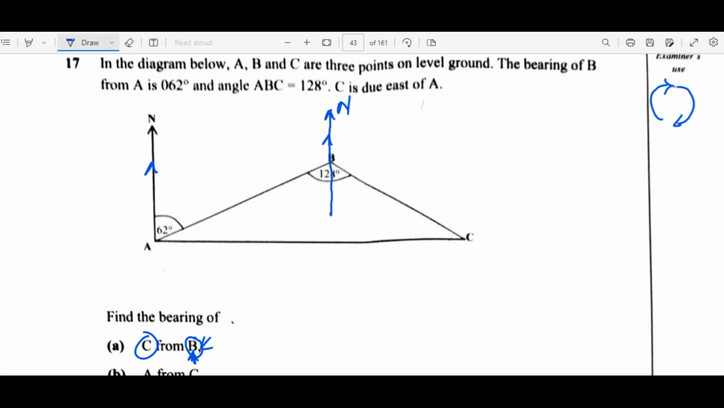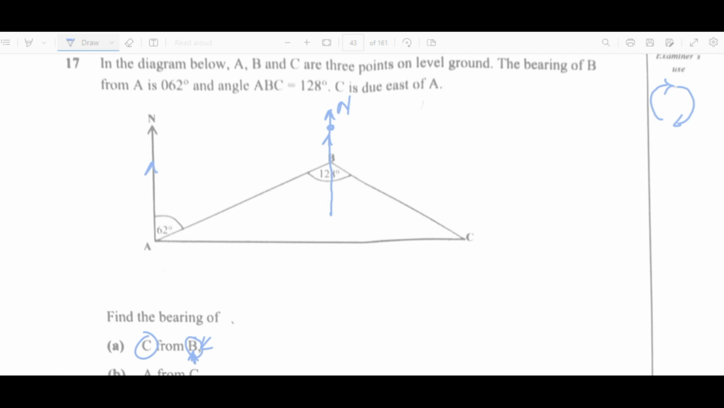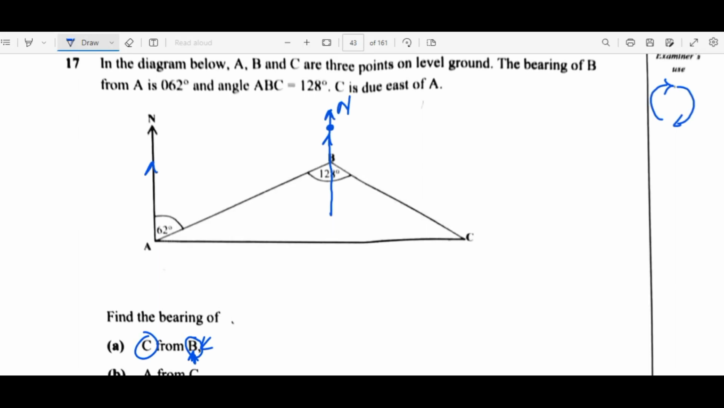So you go where the bearing is coming from, which is B, then you move. We said you begin with the north. So this is the north point of B. Then I'm going to move in a clockwise direction. So the clockwise direction, we know that we need to move to the right until we touch the line that is connecting C and B. So this is the bearing that we want.